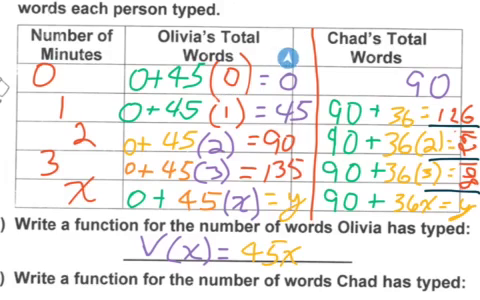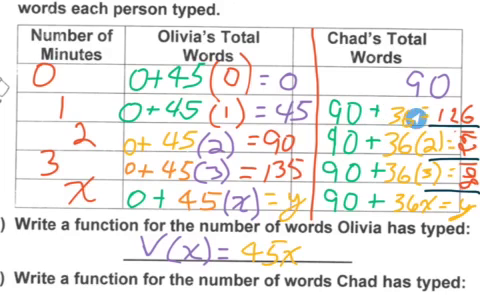And so then you have this list of numbers for Olivia. And yeah, it's hard to write on this iPad, so I'm trying to make this as readable as I can. Now then it says Chad averages 36 words per minute. When Olivia started typing, Chad had already typed 90 words. So that's where this 90 comes from, and that's where this 90 being added all the way down comes from. Now, Chad's average was 36 words per minute.